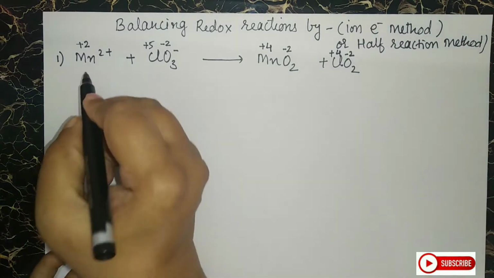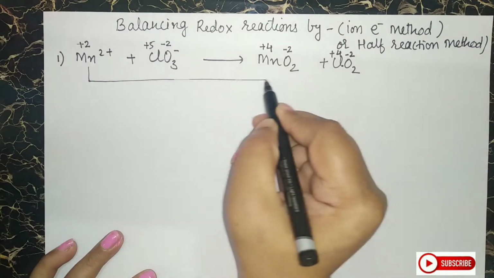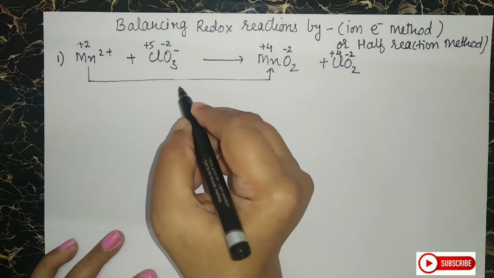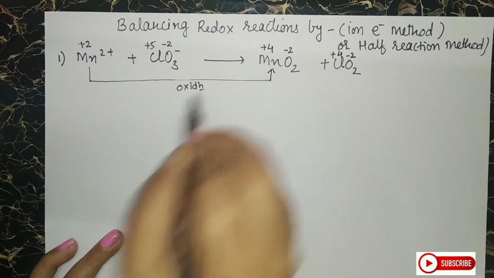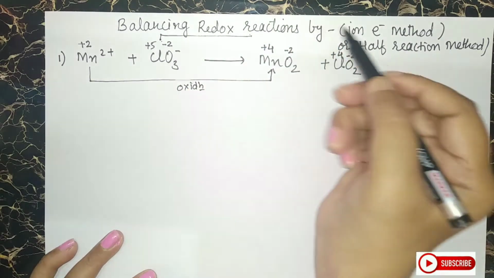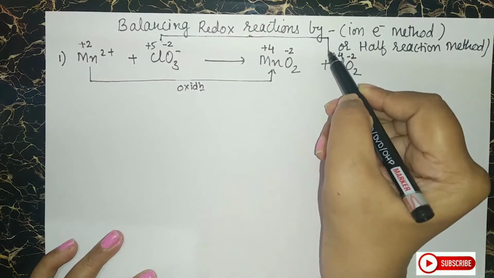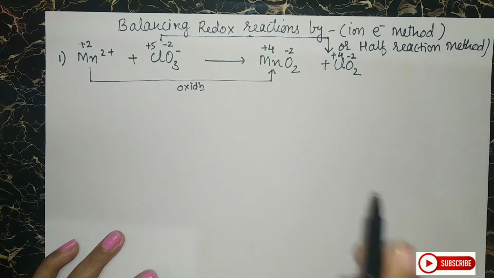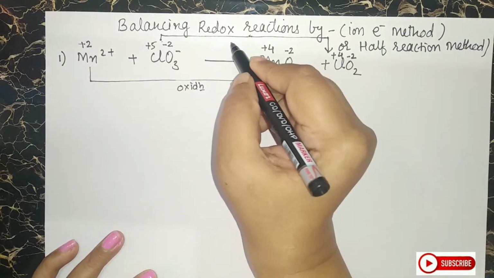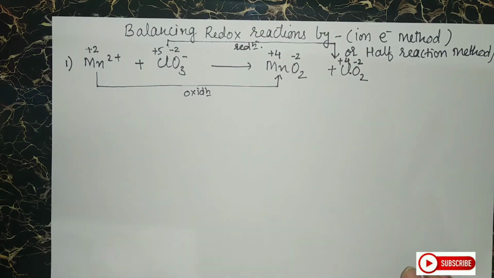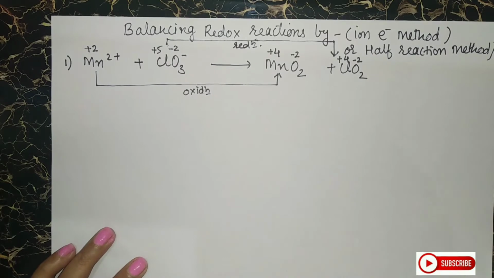Now let us see manganese. If you see +2 is becoming +4, it means it is becoming more electropositive and therefore this is undergoing oxidation, while Cl from +5 is becoming +4 and therefore it is becoming less electropositive or more electronegative and therefore this is undergoing reduction. So rule 1 we have finished. Come to rule 2.